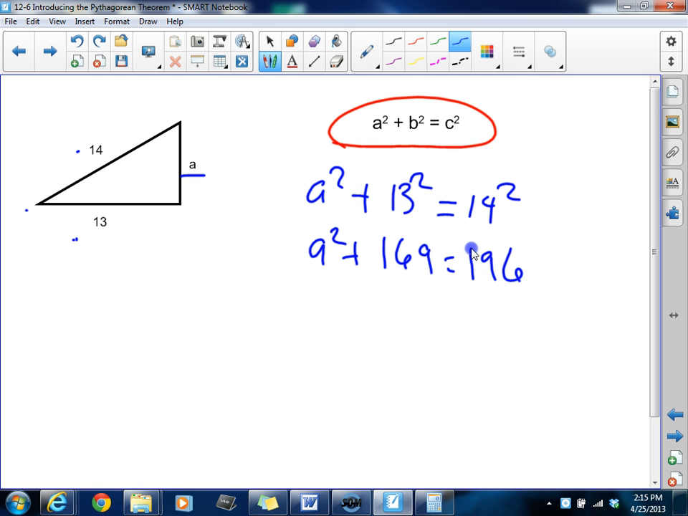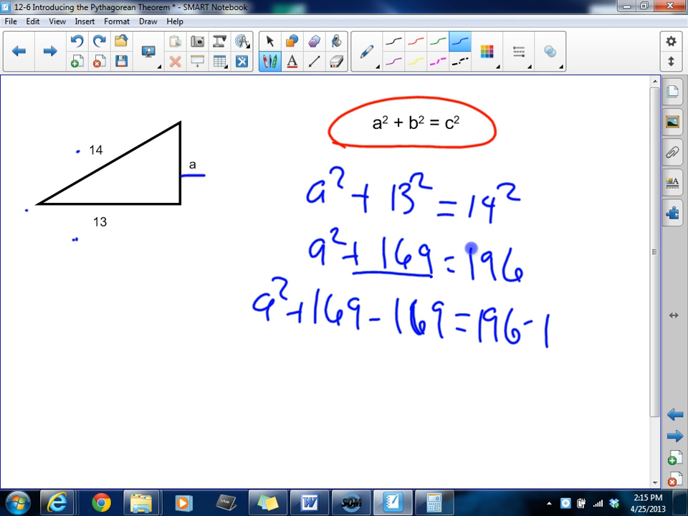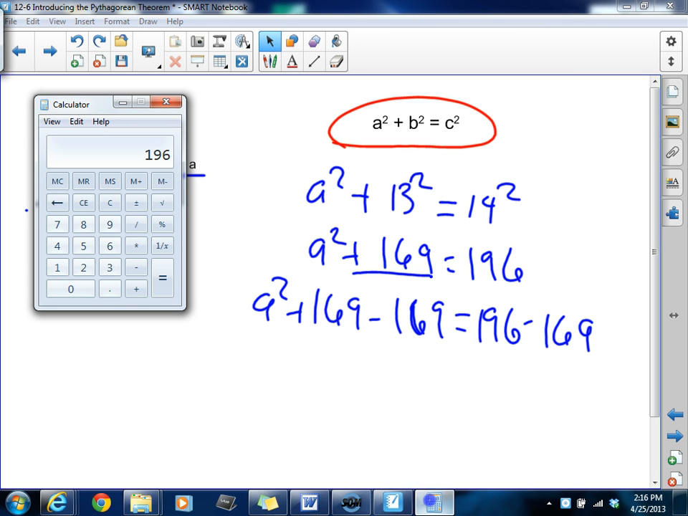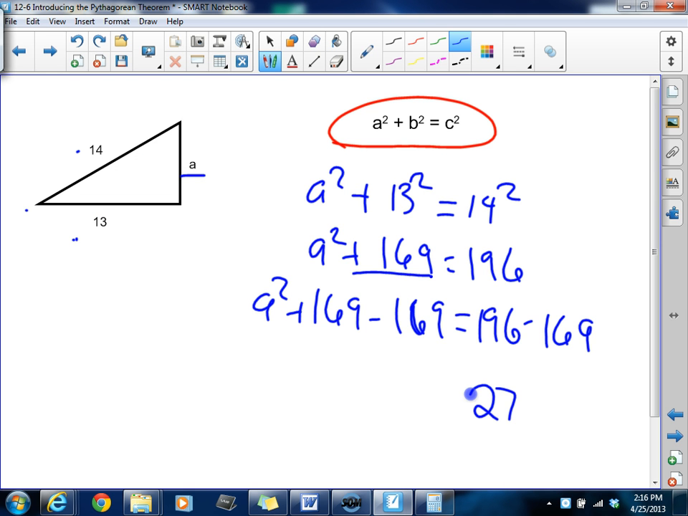Now, how can I get my a all by itself? Oh, I know. I can get rid of this right here. So we're going to do it like this. a squared plus 169 minus 169 is going to equal 196 minus 169. Pulling out my calculator, 196 minus 169 equals 27. Okay, so a squared is going to equal 27.